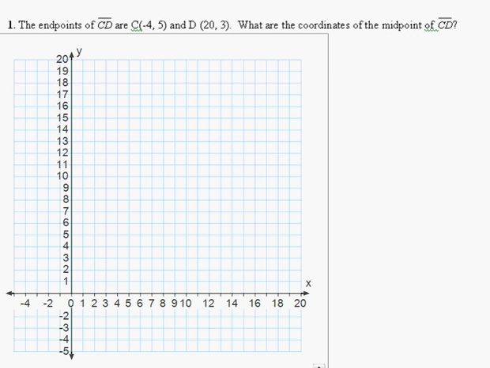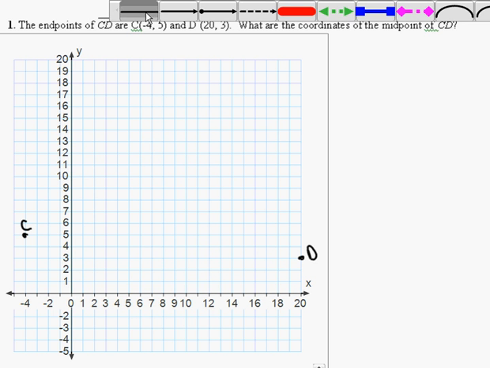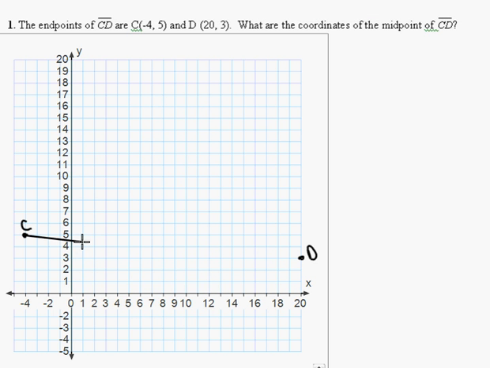Another way to approach this problem is to make a graph. You could graph point C and D. So point C is negative 4, 5. Point D is 20, comma 3. That's over here. And it's asking for the midpoint. Well, what's the midpoint? Well, the midpoint is just the point in the middle of CD. What's the point in the middle of CD?